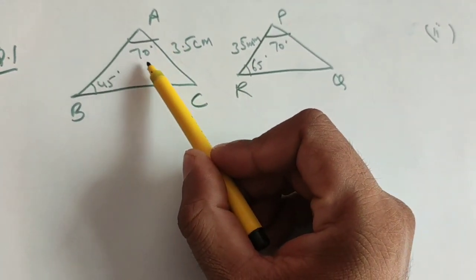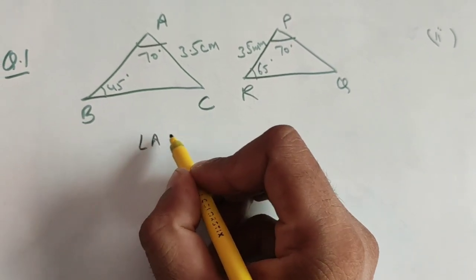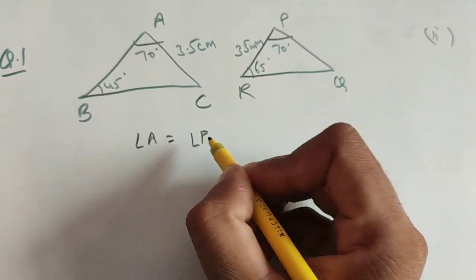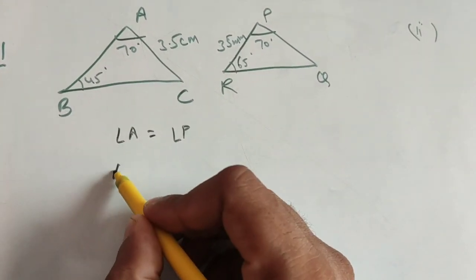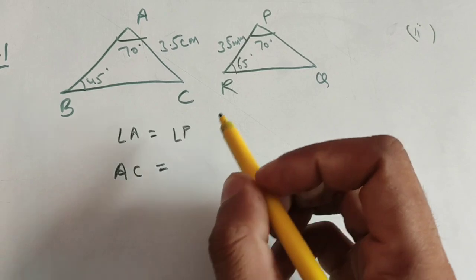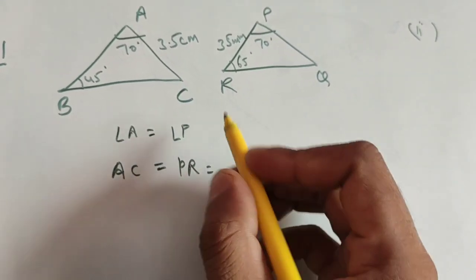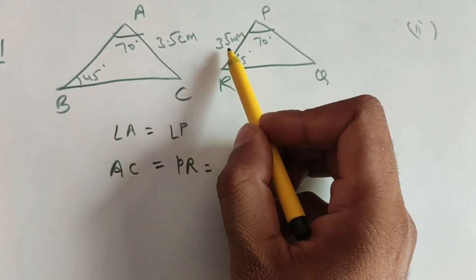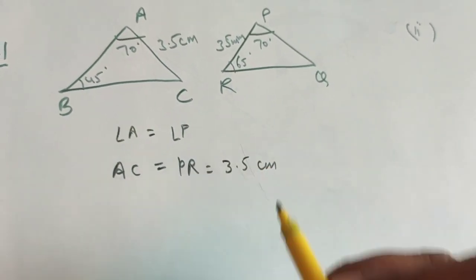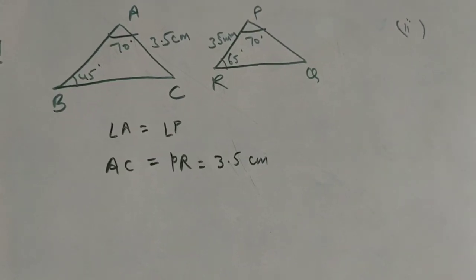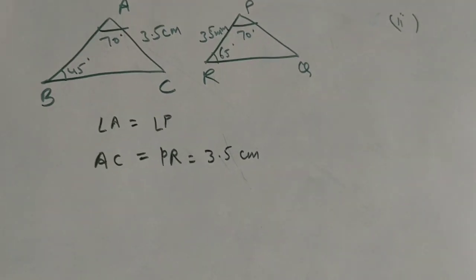Now listen, this angle A is equal to angle P. I will write down that angle A is equal to angle P. I can clearly see that both are 70 degrees. I can also see that AC length is equal to PR, because it is 3.5 centimeters and this is 35 millimeters, so both are 3.5 centimeters. So AC is equal to PR. Now I have got one angle and one side equal.